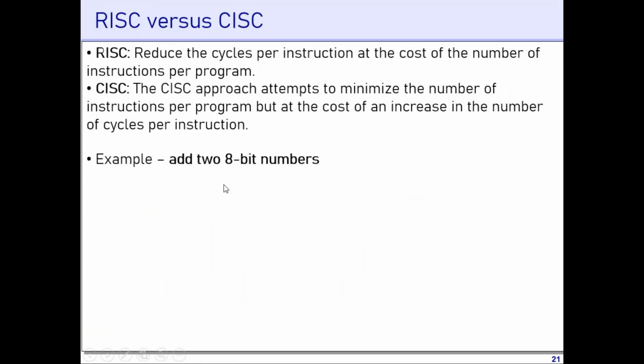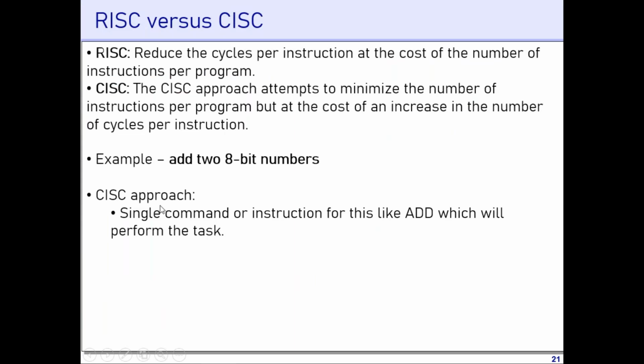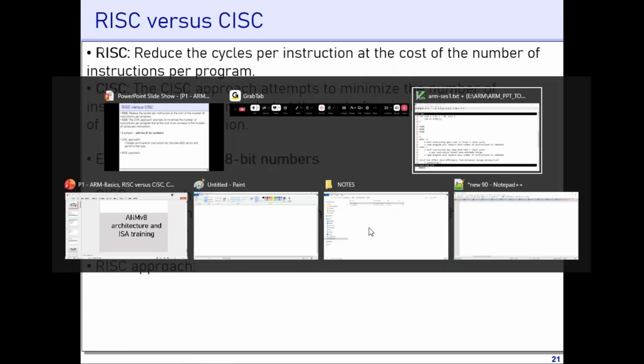See, let's take an example of adding two 8-bit numbers. What will the CISC approach be? It will just use a single command or instruction, like this add, which will perform the task. I mean, one add itself you do, in the add itself you tell something like this.